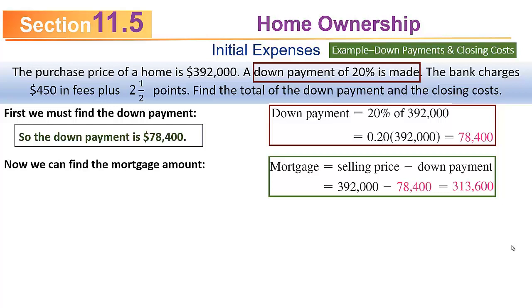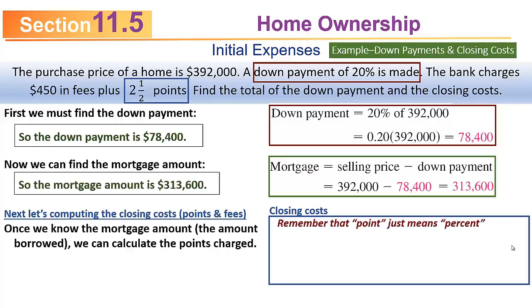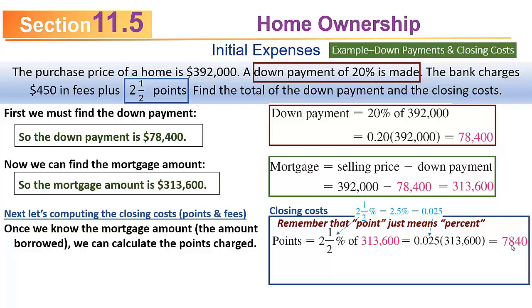That $313,600 is what the closing costs are based on. And remember, a point just means percent. So we need to take 2.5% of $313,600. If you take 2.5% and change to a decimal, you get 0.025. Multiplying by $313,600, you find the points are $7,840.